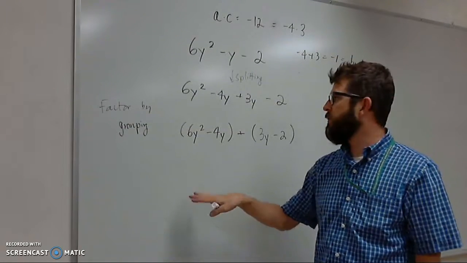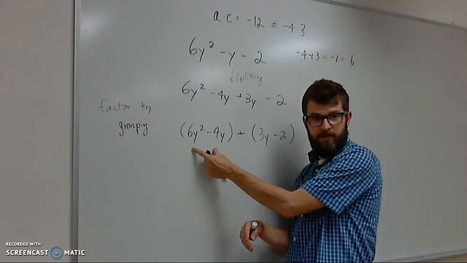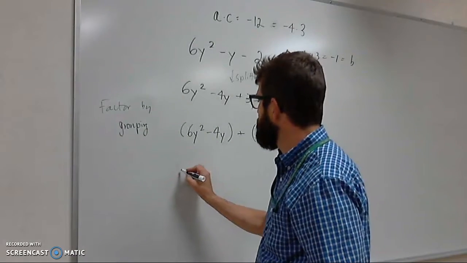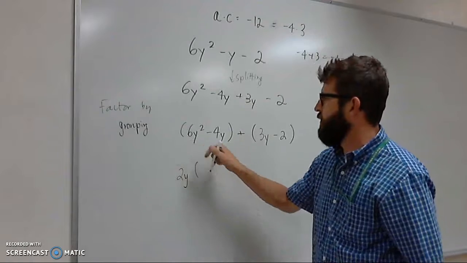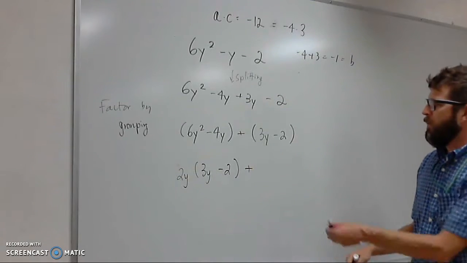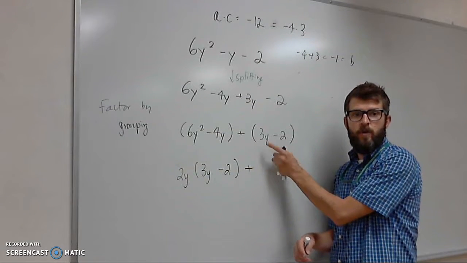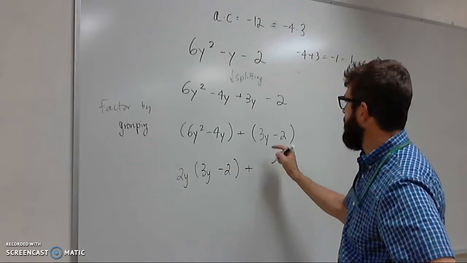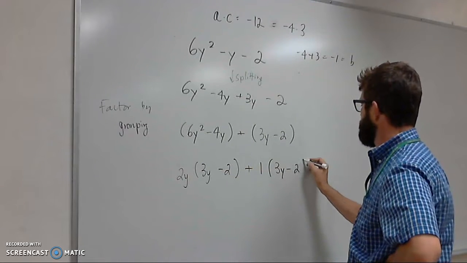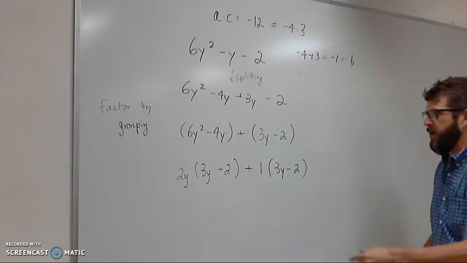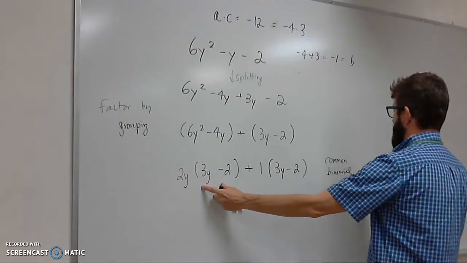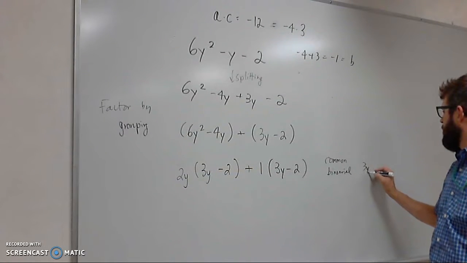Now, as part of the factor by grouping, what can you factor out of this first binomial? Maybe you notice that there's a 2y inside each one of these terms. So if I pull out a 2y, I'm going to be left with 3y minus 2. And then if I go here, I can't factor anything out of the 3y and the 2, so I would just leave that. I could pull out a 1. If I go 1 here, 3y minus 2. Now I have a common binomial. Common binomial in this case is going to be 3y minus 2.